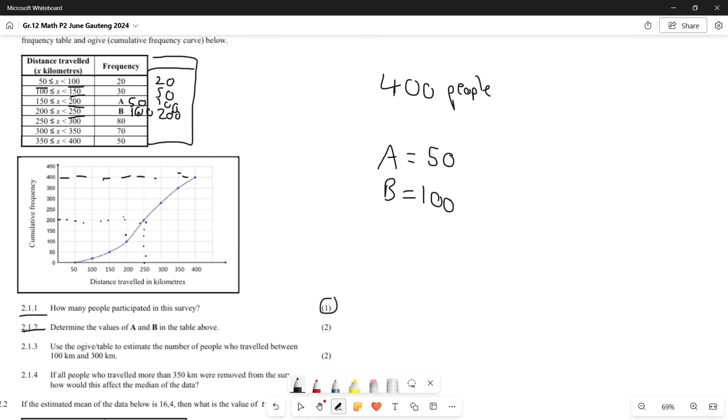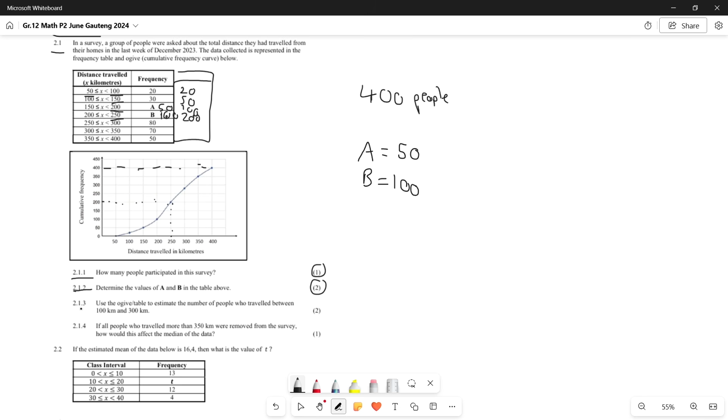So we're plotting the cumulative frequency here with the lowest value at 0 and each upper value in each rung as the point we're plotting on the x-axis with the cumulative frequency on the y-axis. So we just determined the values of A and B in the table above and earned 2 marks.